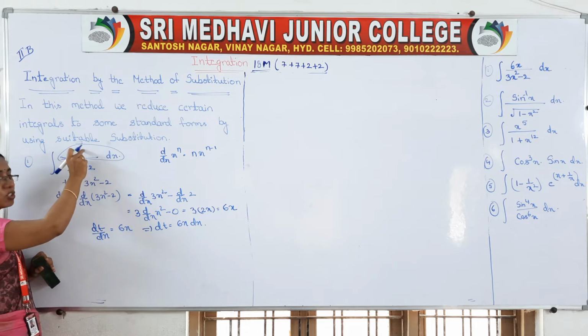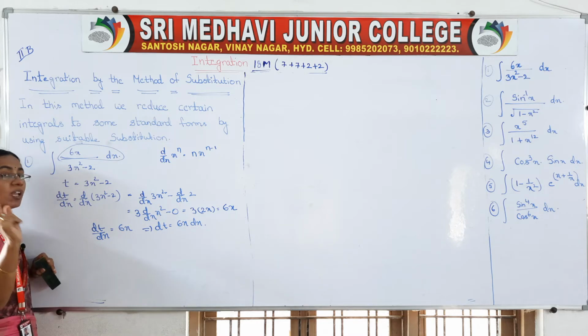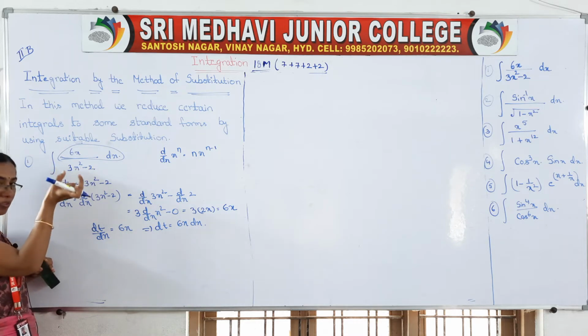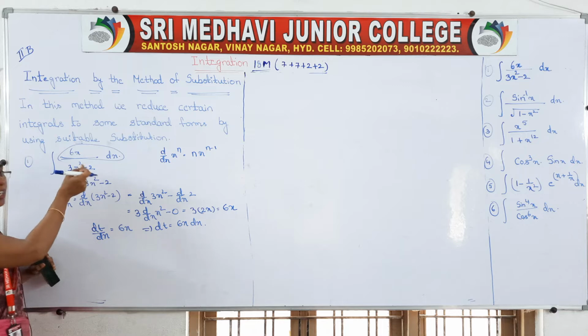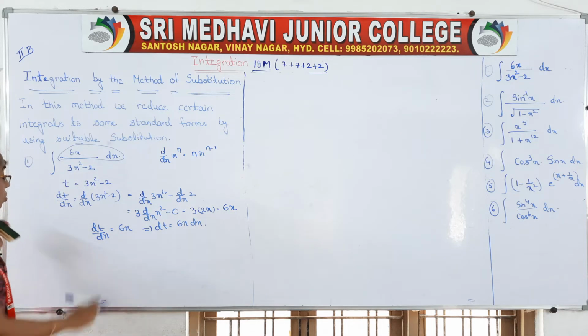It is reduced by one power. So this is higher by one value. Like that, the term which has the higher power should be considered as t. Okay, so you got dt is equal to 2x dx.